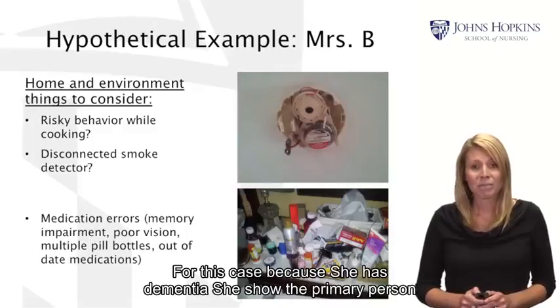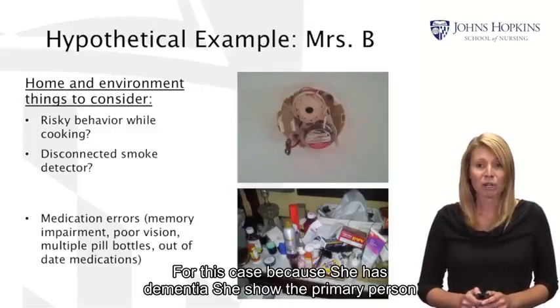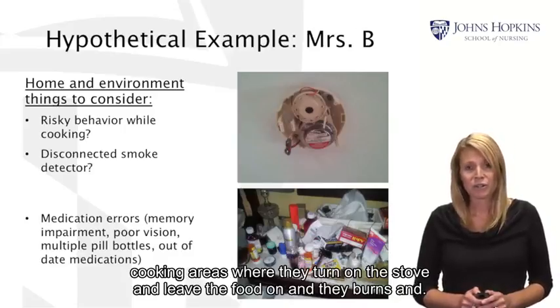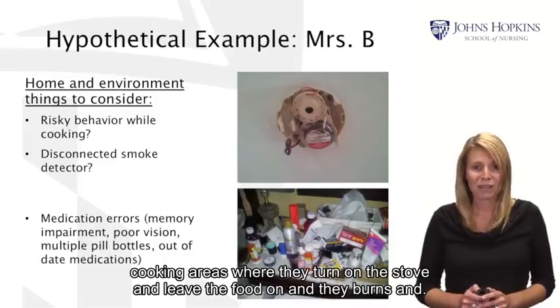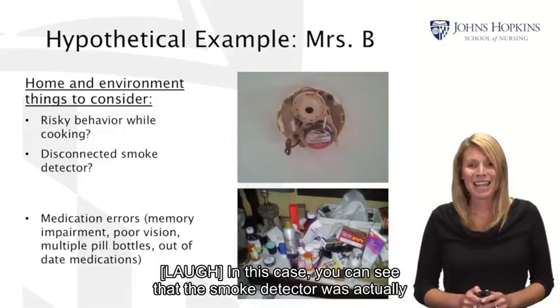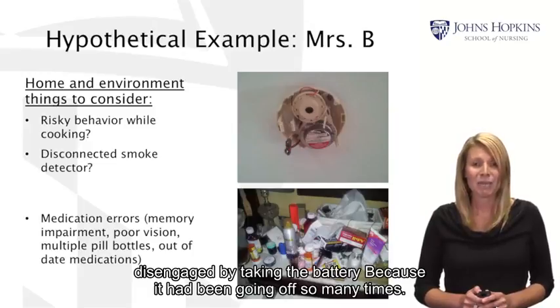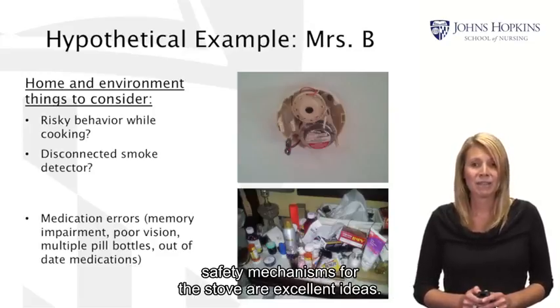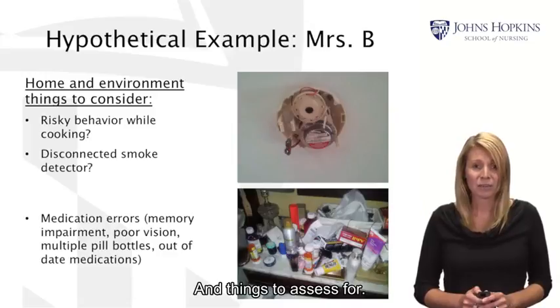For this case, because she has mild dementia, she's still the primary person who prepares the meals. In this situation, it's very common for people to begin having cooking errors where they turn on the stove and leave the food on and it burns and can either cause a lot of smoke or also small fires or big fires. In this case, you can see that the smoke detector was actually disengaged by taking the battery out because it had been going off so many times. So checking whether or not smoke detectors are working and also possibly putting in safety mechanisms for the stove are excellent ideas and things to assess for.